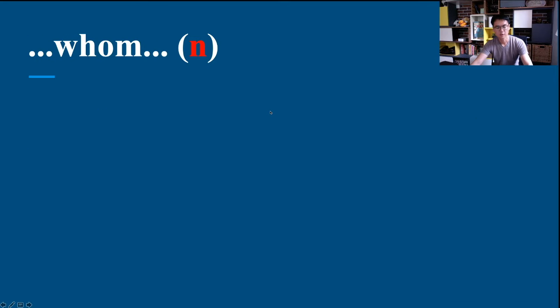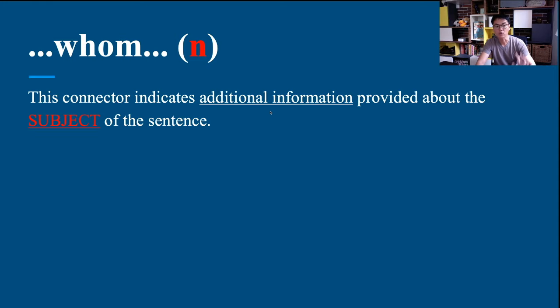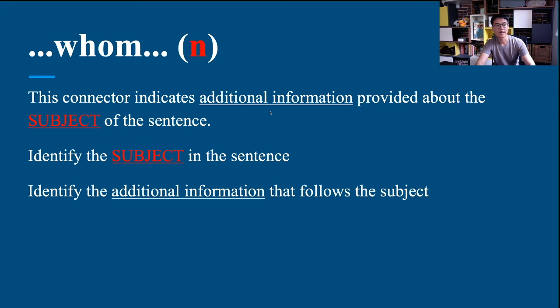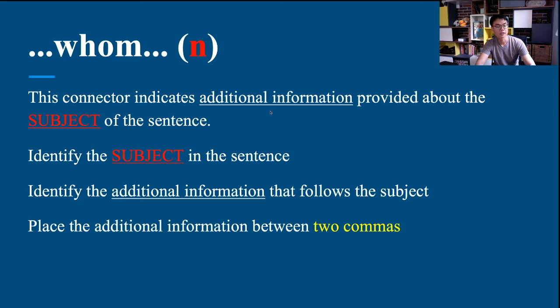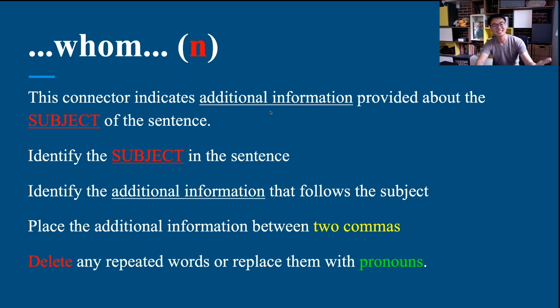Alex's dog, right? All right, let's move on to the next section for whom, and you'll see that whom takes on a noun, very similar to how whose took on a noun, right? But whom is more related to who because it provides additional information about the subject of the sentence, right? So again, identify the subject, identify additional information that follows that subject, place the additional information between two commas that act as brackets, and finally delete any repeated words or replace them with pronouns, very much like who and whose. The steps are similar.